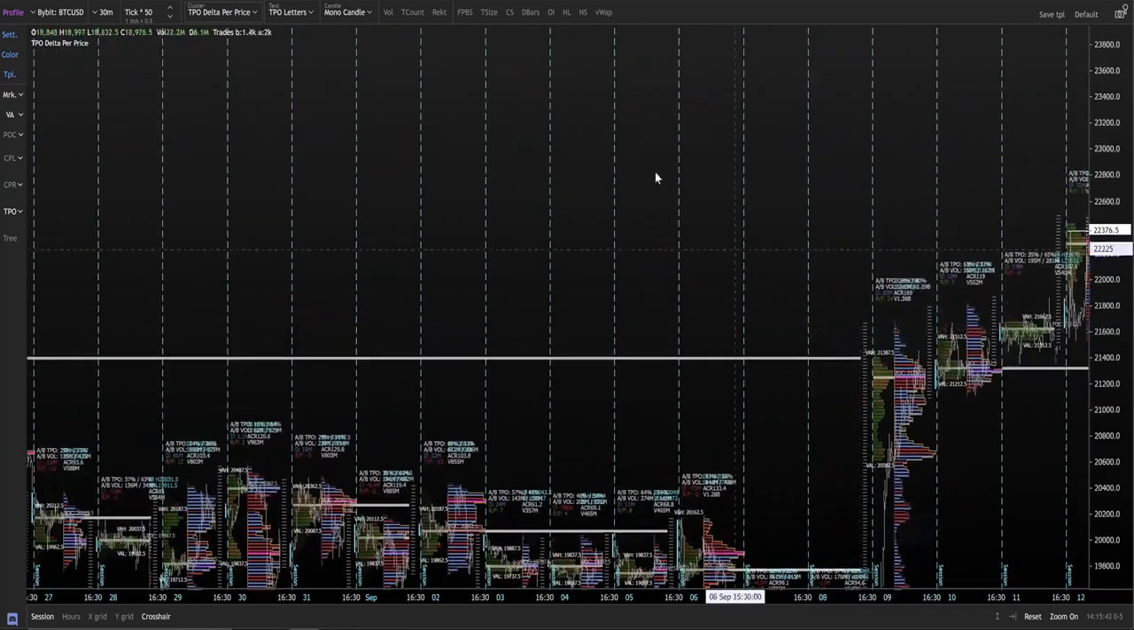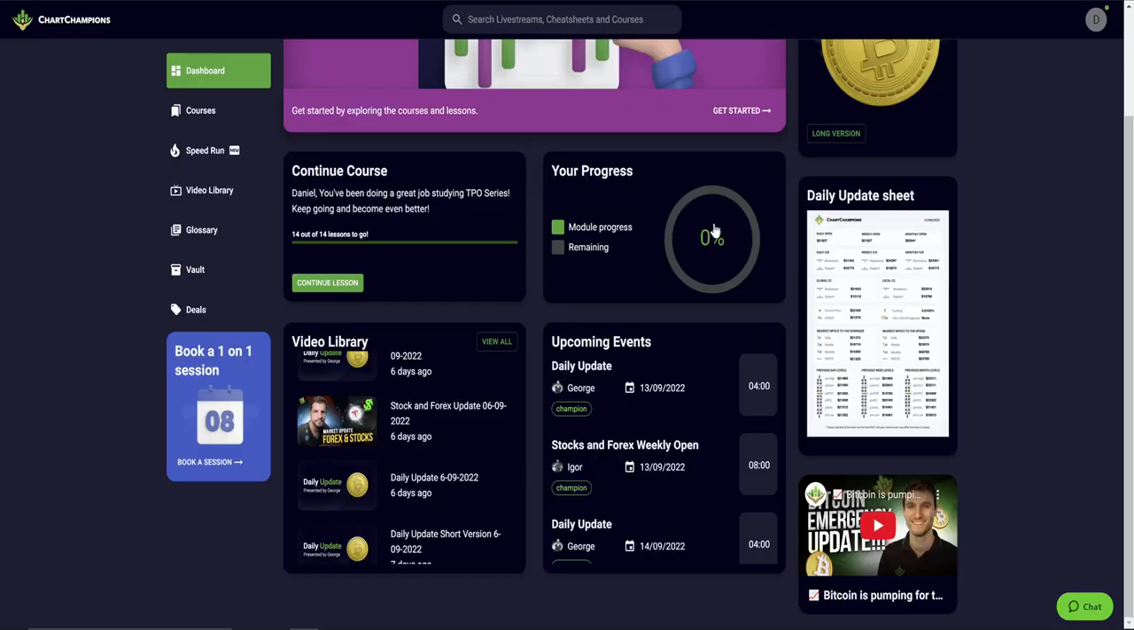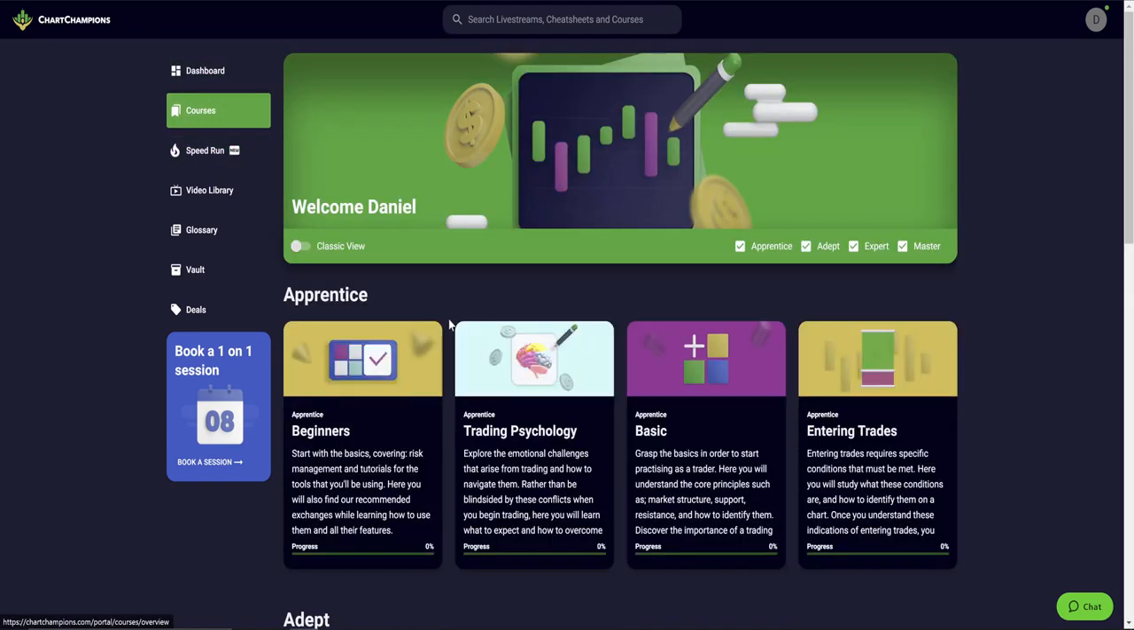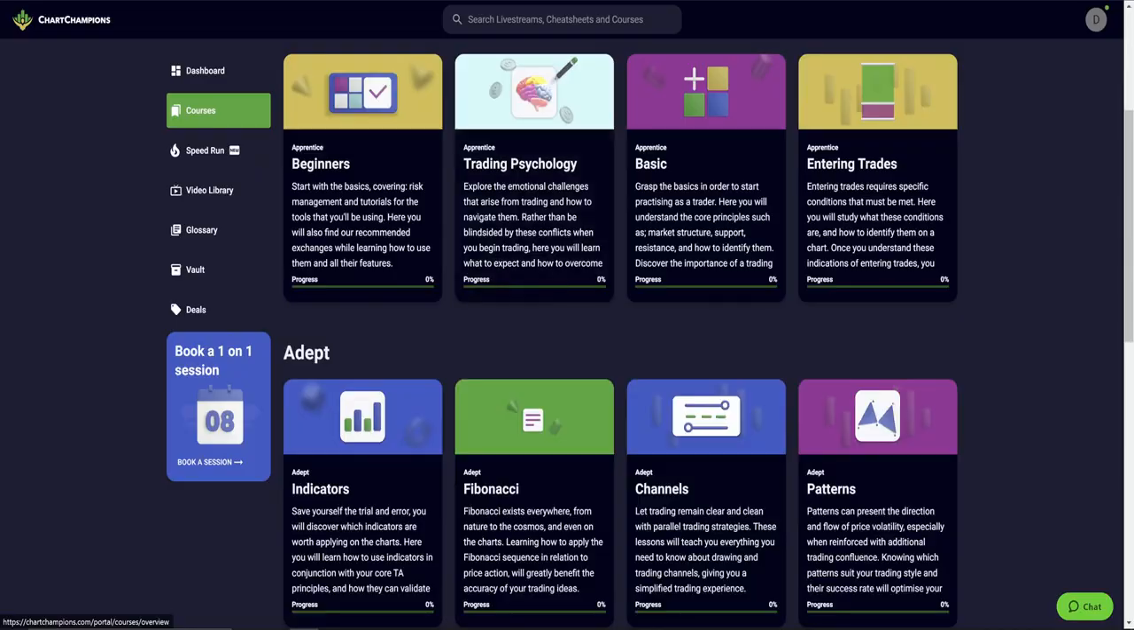Okay, so again, you might not understand this theory. It is kind of advanced. It's not overly advanced, but it's a little bit advanced. If you want to understand fully the theory behind this, we've got all the educational material you could ever want and ever need over at chartchampions.com. We've got all the courses, the speed runs, everything, so you understand this fully.